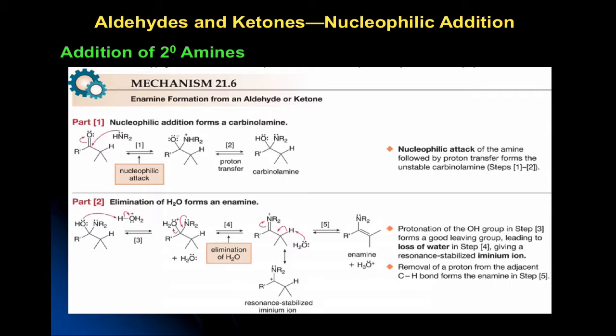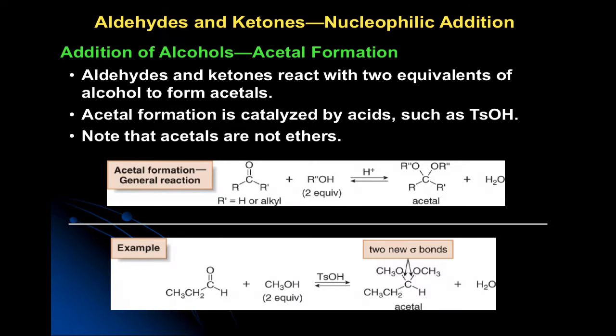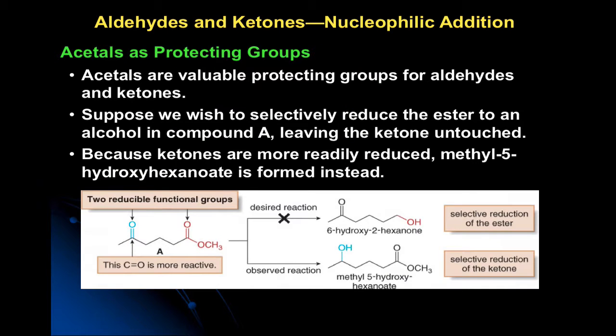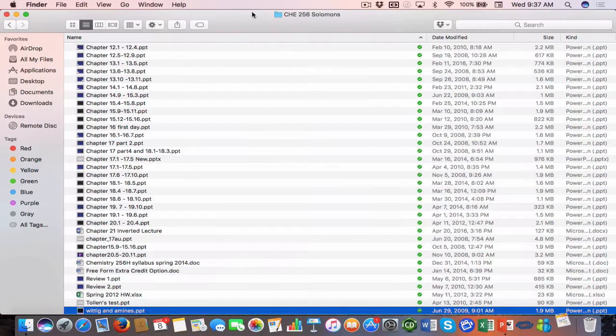What you need to remember is a primary amine plus an aldehyde gives me an imine. A secondary amine plus an aldehyde gives me an enamine. That's right. We've already talked about that, so I'm going to skip that, skip that, skip that. We're done with that. Almost. Enamine. We did those slides the other day.